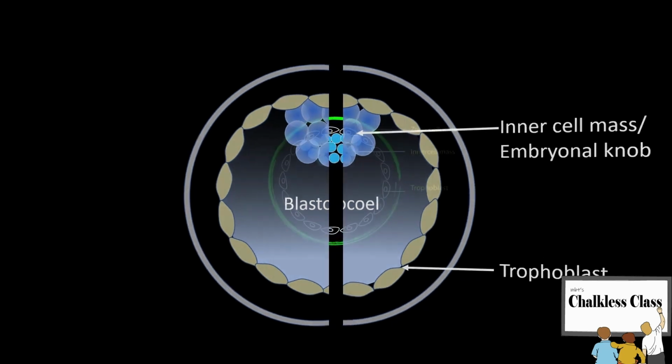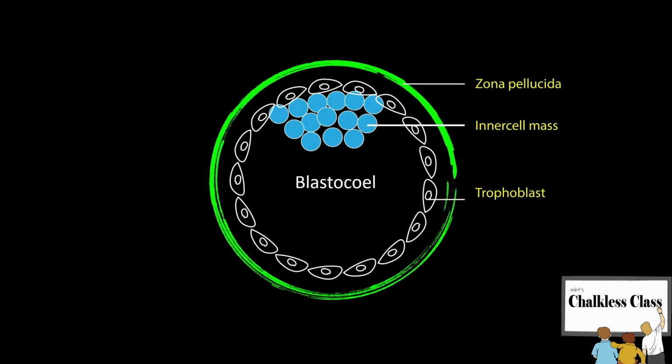A blastocyst has an outer cell wall, the trophoblast, and a small group of blastomeres, the inner cell mass or embryonal knob. The inner cell mass gives rise to the body of the embryo and extraembryonic membranes, while the trophoblast forms only extraembryonic structures. At the blastocyst stage, the embryo is still surrounded by the zona pellucida.